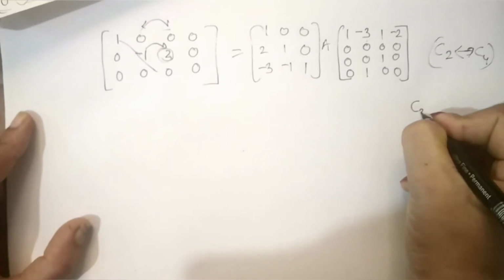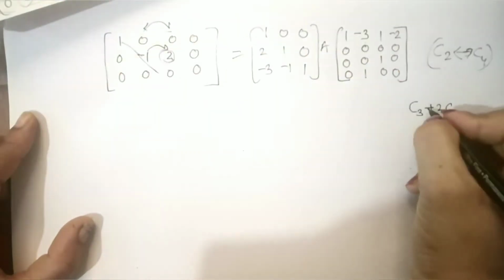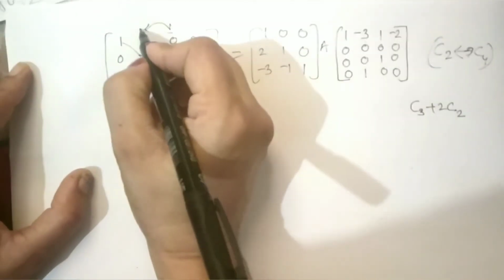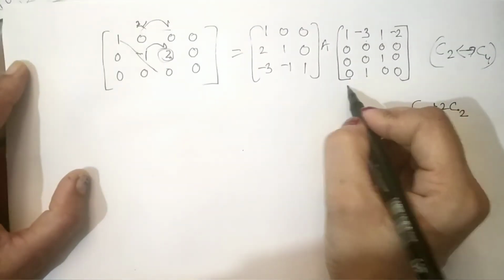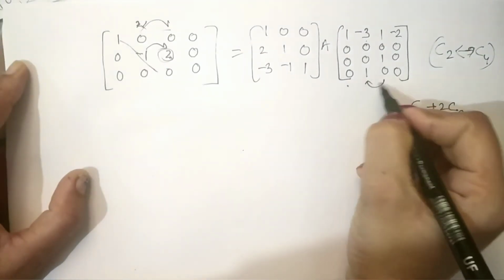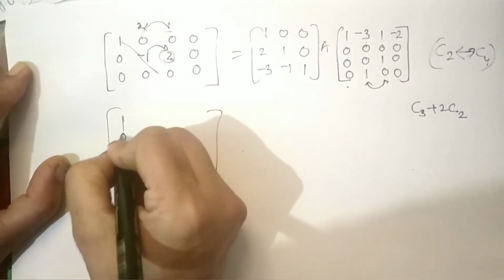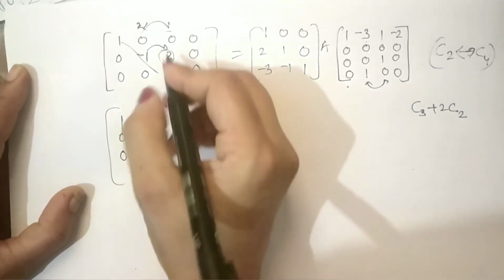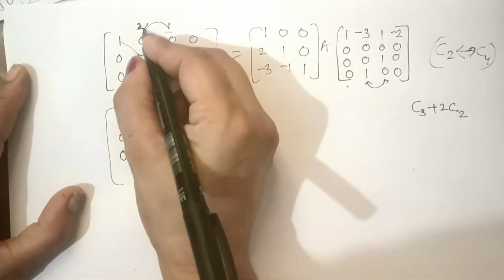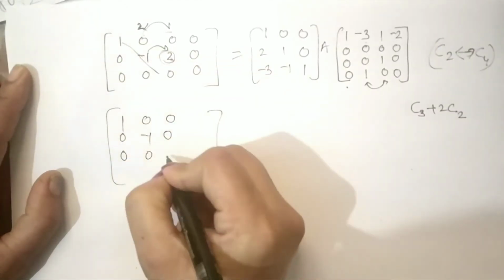So column 3 plus 2 into column 2, right? We multiply column 2 by 2 and add it to column 3, and the column operation will be performed on these two columns, column 2 and column 3 here. So what we get is 1 0 0, the first column as it is, the second column as it is. Now the third column, when multiplied second column by 2 and adding to the third column, will be 0 0 0.